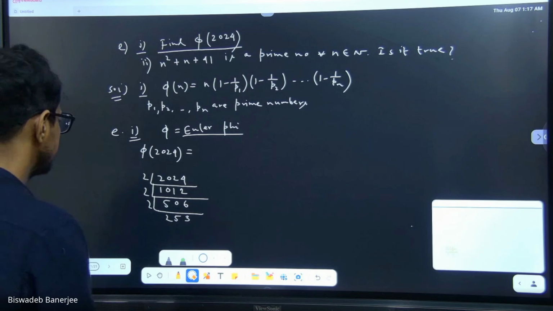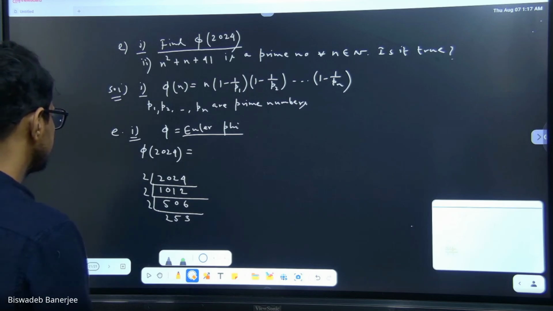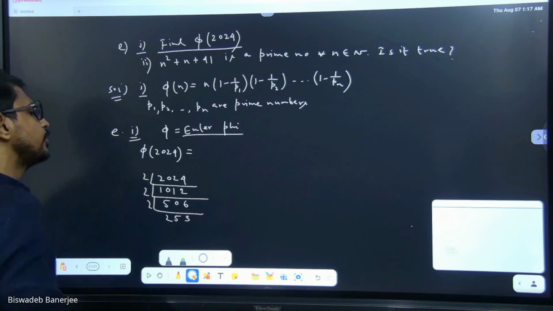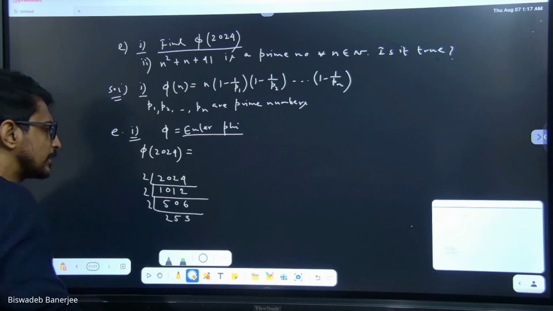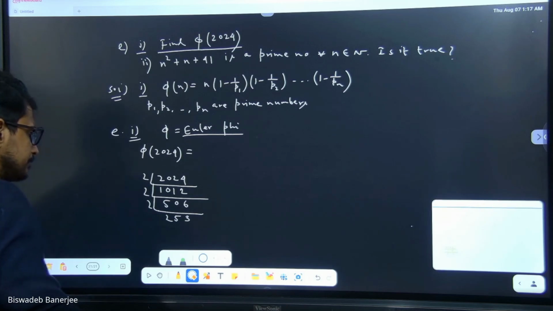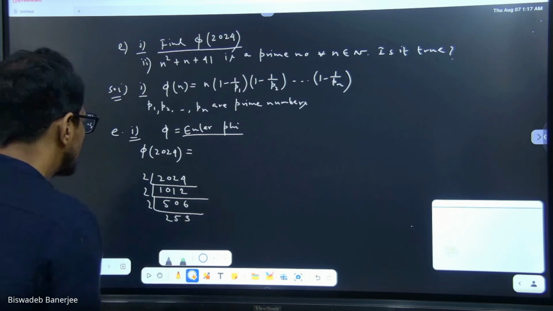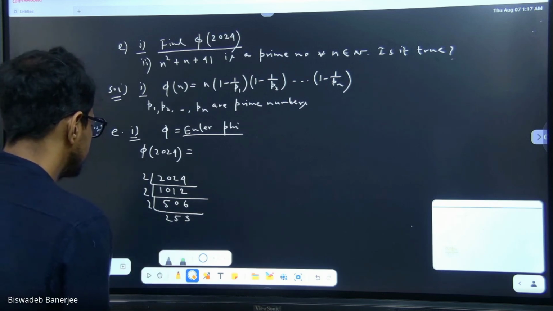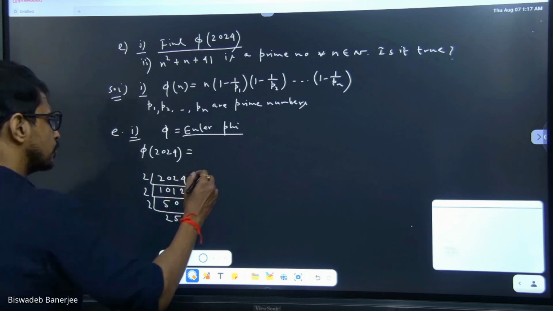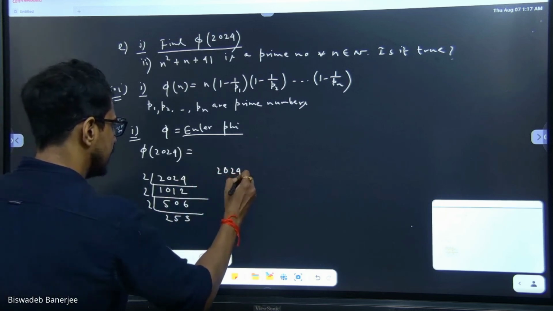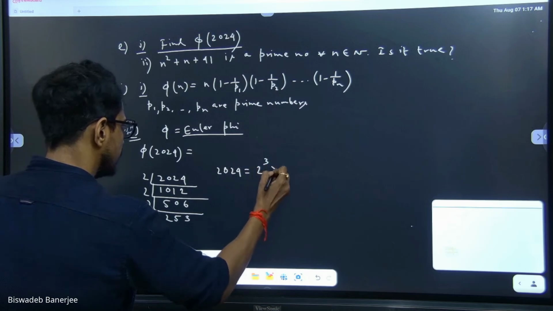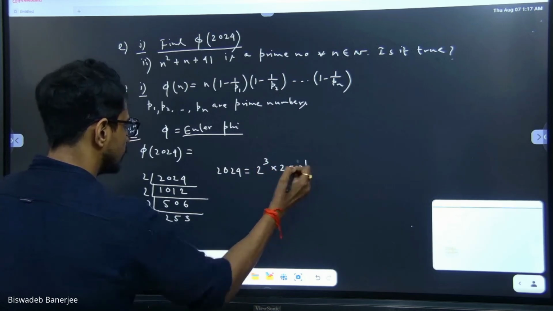See that we are using prime factorization. Just check the calculation if we find any mistake. I think this calculation will be up to this. So 2024 can be written like 2 cube into 253 to the power of 1.